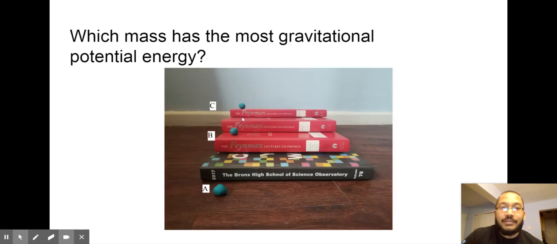So take a second. Which mass has the most gravitational potential energy, A, B, or C? I hope you see that it's C. Gravitational potential energy is mgh. So the greatest height will have the greatest potential energy.